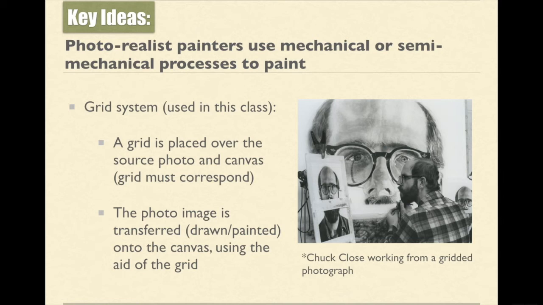And basically, a grid is placed over the photograph, and then a grid's placed over the canvas, and then the visual information is transferred from the gridded photograph to the canvas. And with some artists like Chuck Close, he not only transfers the drawn contours onto the canvas, but then he also uses it to paint one square at a time. So if you look at this one, just painting to the right, he completes one square, and then he goes onto the next square, onto the next square, onto the next square, until the painting's finished.